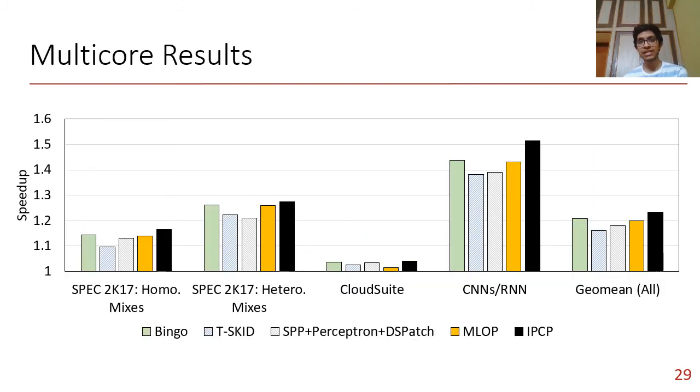In the multi-core scenario, it is difficult to get performance improvements due to limited DRAM bandwidth. The accuracy throttling feature enables IPCP to reduce performance degradation when heterogeneous mixes are used. On average, IPCP provides performance improvement of 23.4%, while the next best, Bingo and MLOP, provide 20.9% and 20% respectively.